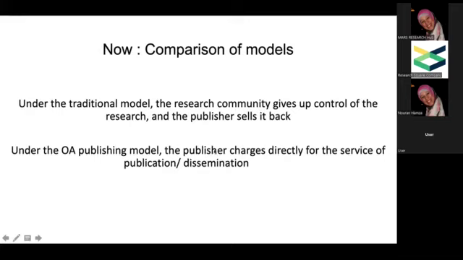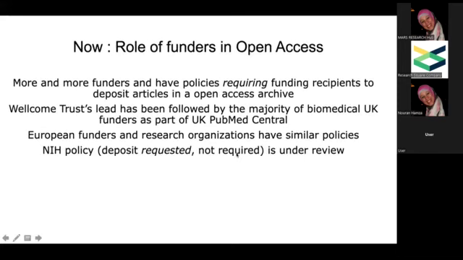Under the traditional model, the research community gives up control of the research and the publisher sells it back. Under an open access publishing model, the publisher charges directly for the service of publication and or dissemination. And that's the dreaded article processing charge. Role of funders in open research.